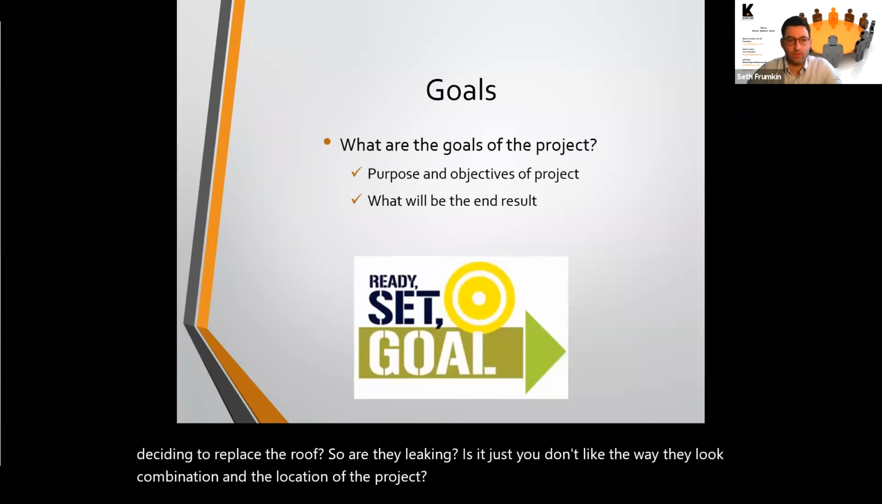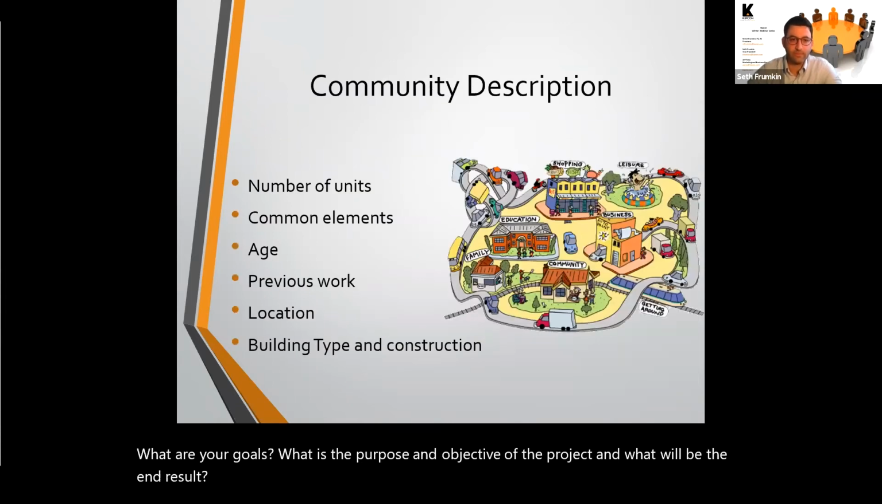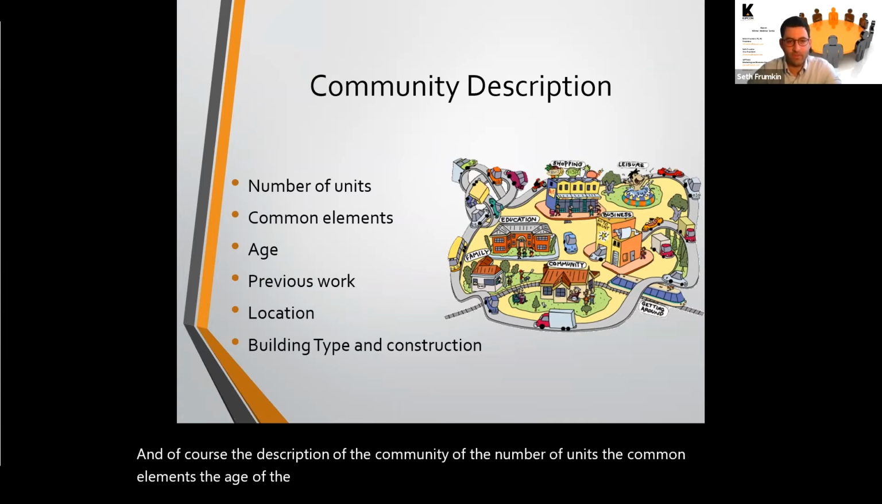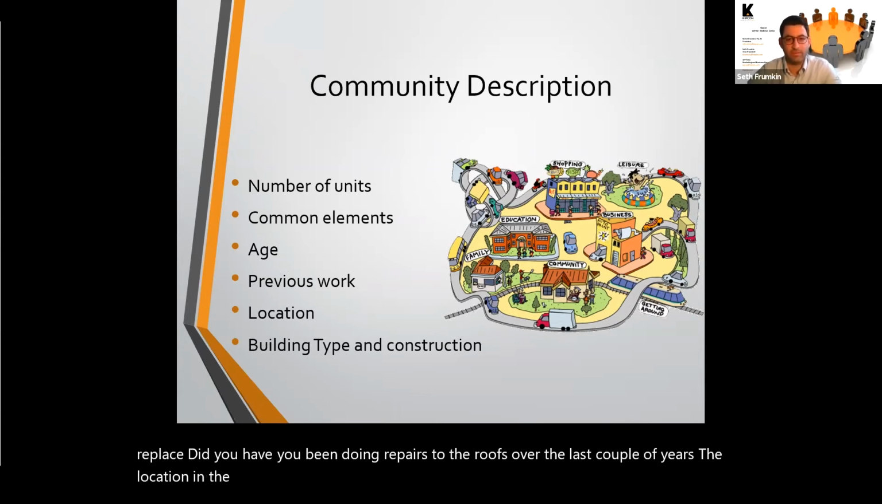What are your goals? What is the purpose and objective of the project, and what will be the end result? And of course, a description of the community, the number of units, the common elements, the age of the community, any previous work done. When were the roofs last replaced? Have you been doing repairs to the roofs over the last couple of years? The location, and the building type and construction.